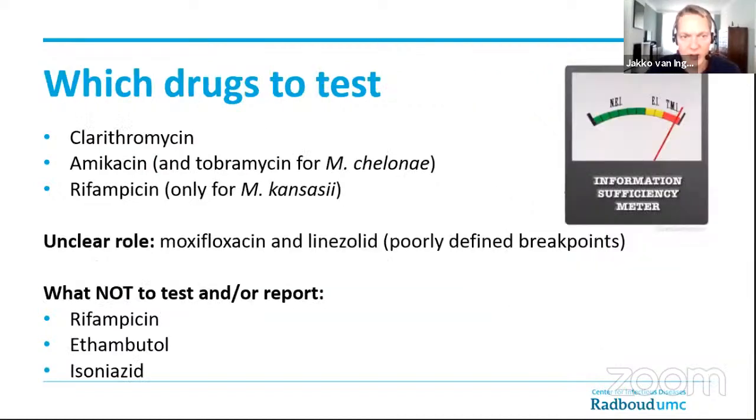So, we discussed which drugs to test. I deliberately, also because of the meter that you can see there was already a lot of information, did not touch upon moxifloxacin and linezolid. I firmly believe that both have no place in treatment of Mycobacterium avium complex disease. MICs are very high, and the breakpoints are very poorly defined, way above what we use as breakpoints for TB, for example. And that, I think, should always make you a little cautious.